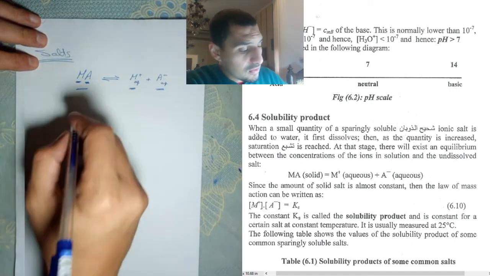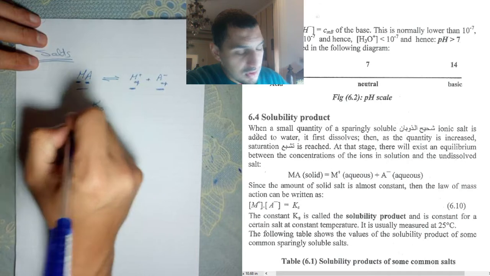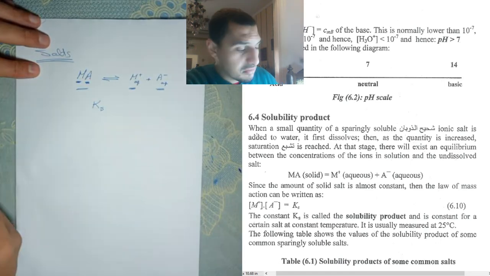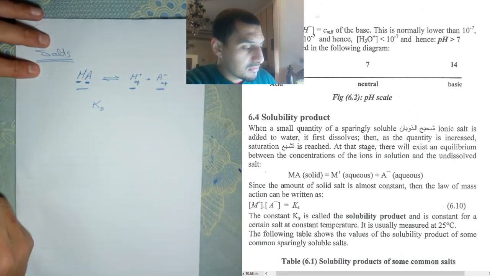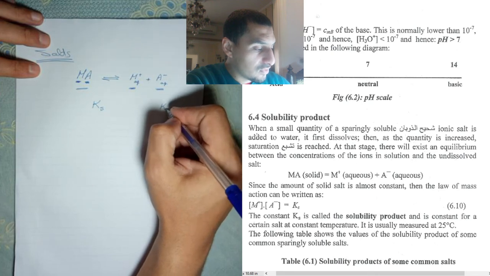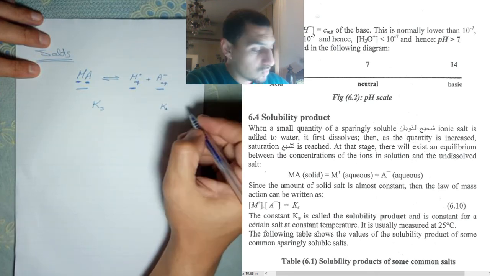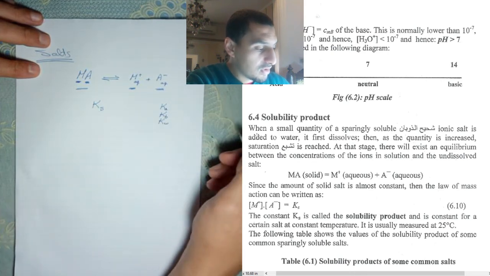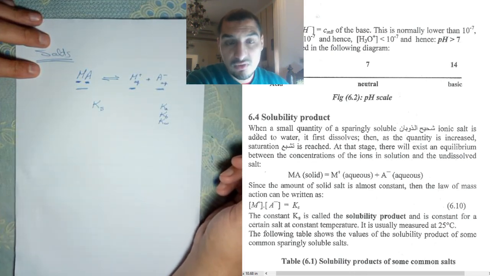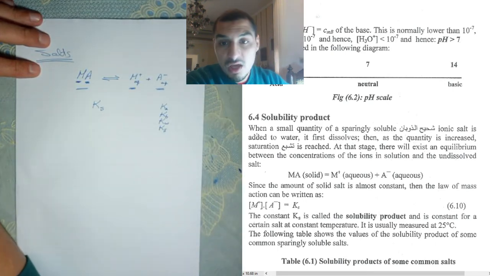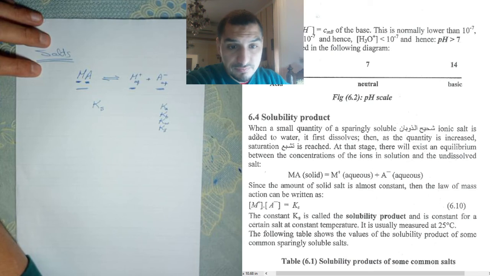Again, we can apply the law of mass action, and then we can put the K of the salt, which we call the solubility product. Just to remember what we mentioned before, we have K for acid, which is the acid dissociation constant. We talked about K for base, which is the base dissociation constant. We talked about K of water, which is the ionic product of water. And now we will have Ks, which is the solubility product of a salt.